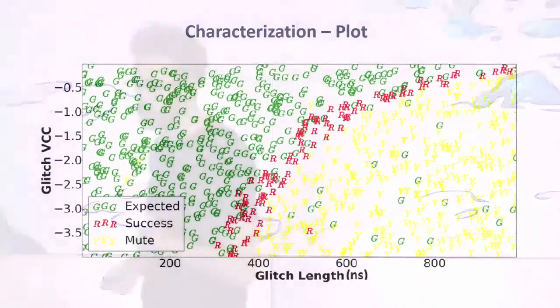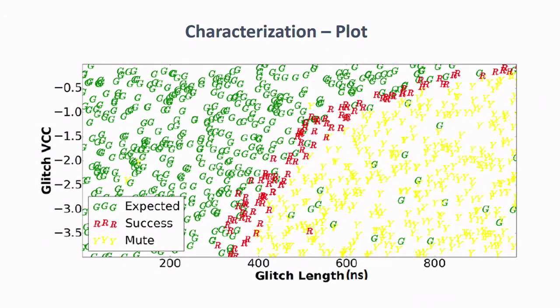So what we typically do is we randomize all the parameters we have. We have three parameters. What we see here is that on the left side we have the glitch VCC, and on the bottom side we have the glitch length. And all these experiments are plotted. On the top left side, we see a green area. This is where the combination of glitch voltage and glitch length did not have any impact on the program whatsoever. And on the bottom right, we see a yellow area.